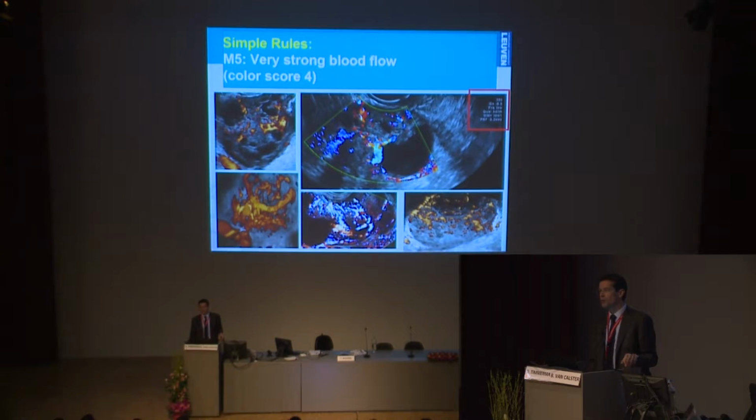And it's reassuring to see that there's little inter-observer variability between 1 and 4, but we know that some people are more generous and they give color score 3, and others give color score 2. But if you have color score 2 and 3, it's not in the simple rules. You cannot use it. That's not discriminative. That's not discrimination between benign and malignant.